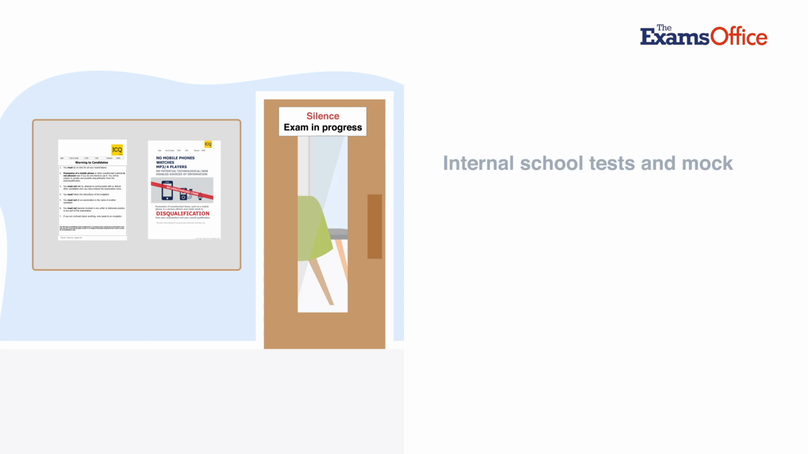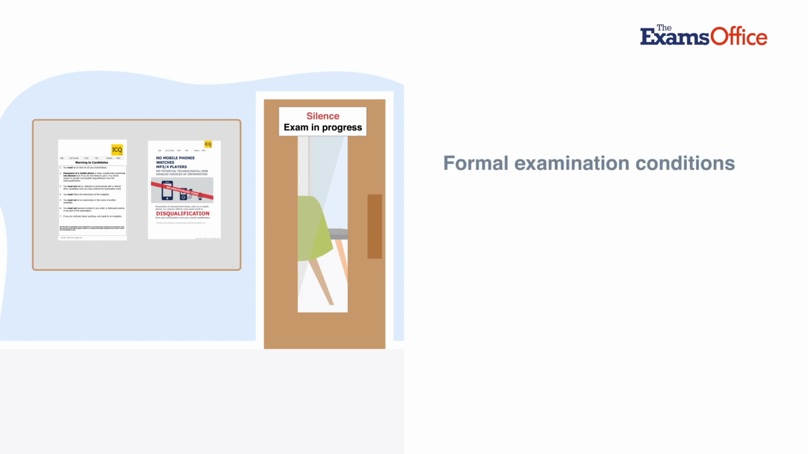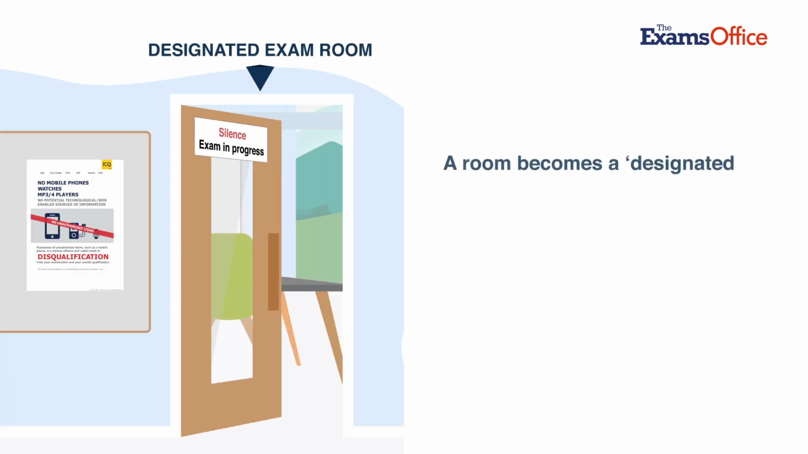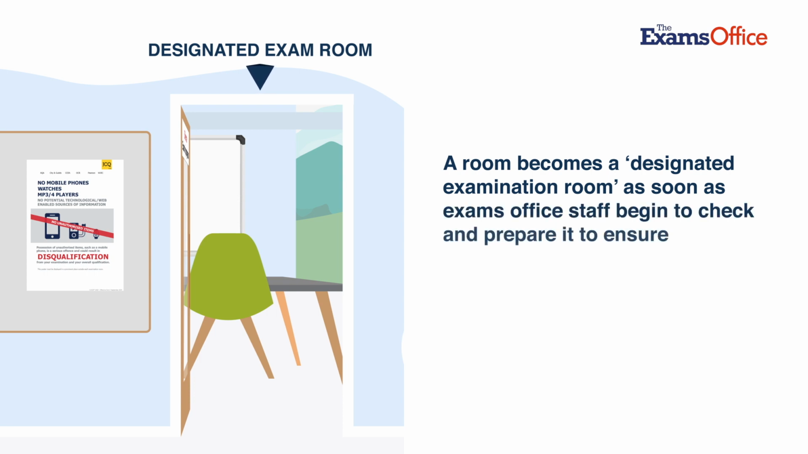Internal school tests and mock examinations cannot take place in the same room when an external examination is being conducted. Formal examination conditions must always be maintained for candidates taking external examinations. A room becomes a designated examination room as soon as exams office staff begin to check and prepare it to ensure compliance with JCQ regulations.